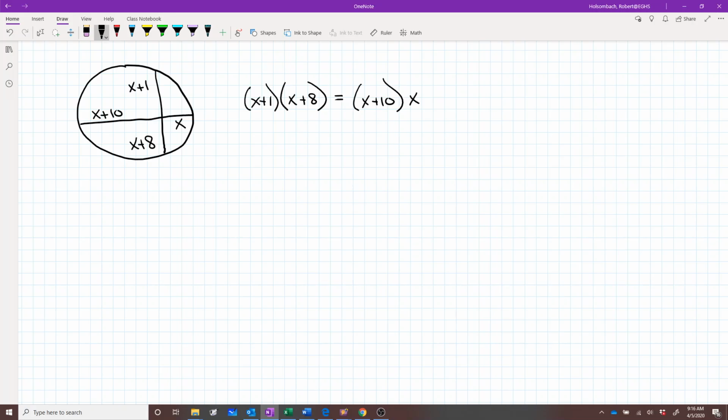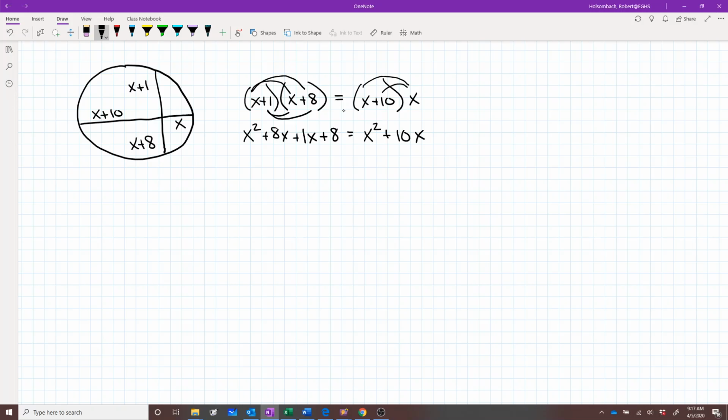So we're going to be doing some distributive property this week, and on the left-hand side of this equation you can see that we have to do the distributive property twice. So when we start to distribute, we're going to distribute this x. So x times x is x squared. And x times 8 is positive 8x. 1 times x is 1x. And 1 times 8 is positive 8. On the right-hand side, we're going to distribute as well. So we've got the x times x again, which is x squared. And then we've got positive 10 times x is positive 10x.